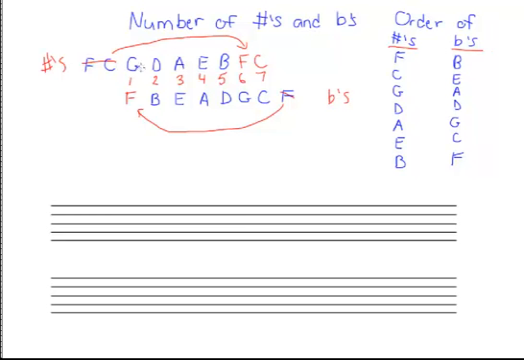So what do I mean? Well, G major would have 1 sharp, D major 2 sharps, A major 3 sharps, E major 4 sharps, B major 5 sharps, F sharp major 6 sharps, C sharp major 7 sharps. As far as flats go, F major will have 1 flat, B flat major 2 flats, E flat 3 flats, A flat 4 flats, D flat 5, G flat 6, and C flat 7 flats.